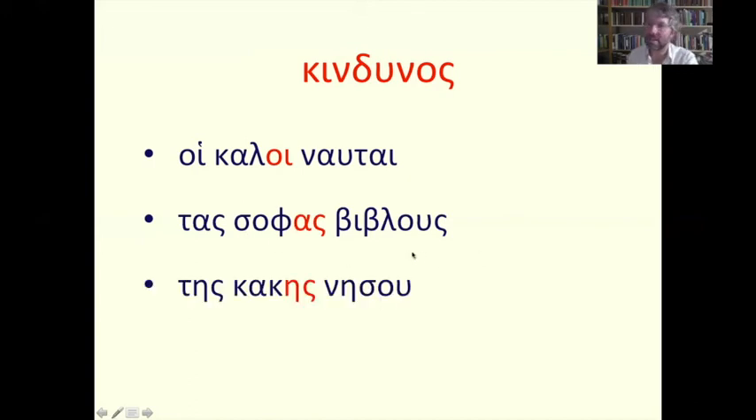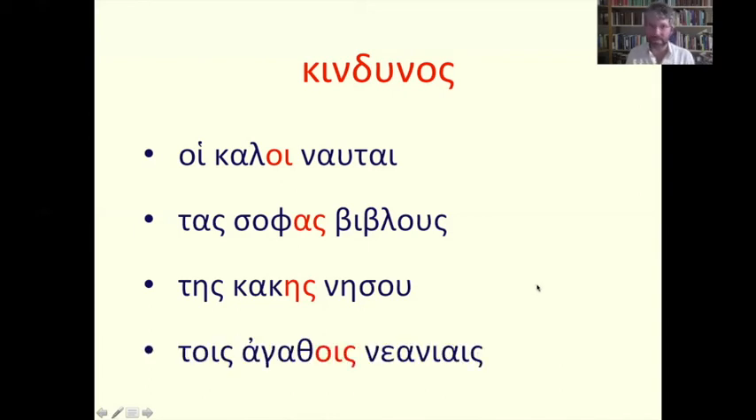Tes kakes nesou is a similar example. Nesos, island, is feminine. This is genitive, and so we need to find the genitive feminine singular form of kakos, which if we consult the table, we would see as kakes. Notice that this ending doesn't really look anything like the ending on nesou, but they do agree with each other because they're both feminine, genitive singular, and the phrase means of the evil island. The smell of the evil island took several weeks to leave my Wellington boots would be a possible example sentence where we could use this Greek phrase.